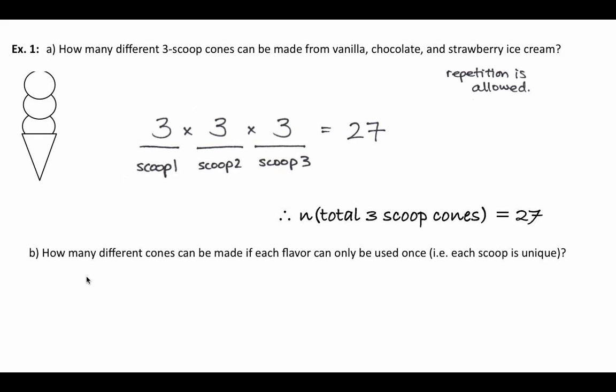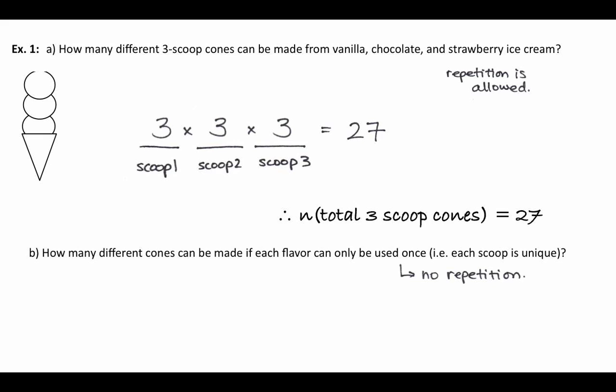Okay. So moving on, how many different cones can be made if each flavor can be used only once? So each scoop must be unique. Now we have a restriction. And it basically says, I can't do this. I'm not allowed to have a chocolate. No. I have to have all different scoops. However, a strawberry on top is different than a strawberry on the bottom. Right? Because that would be a different cone. It's a different flavor experience. I mean, it depends which direction you eat the ice cream cone from.